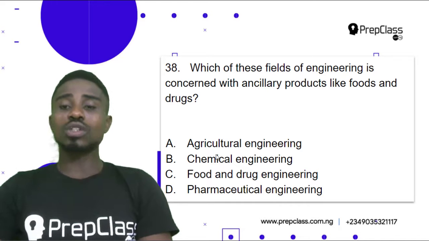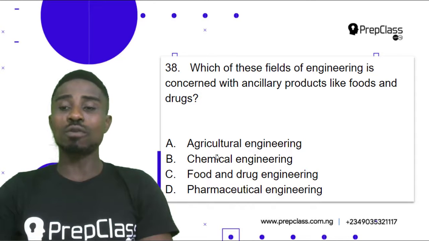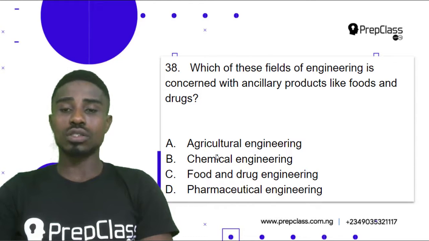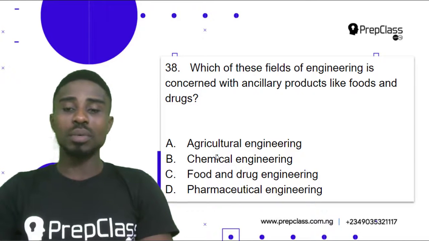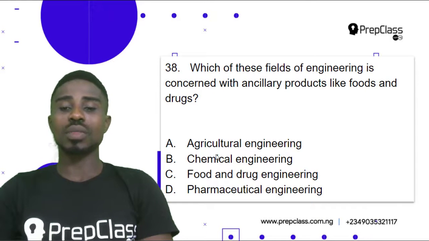Question 38, which of these fields of engineering is concerned with ancillary products like foods and drugs? A, agricultural engineering, B, chemical engineering, C, food and drug engineering, D, pharmaceutical engineering. For us to carefully select the correct answer, we would analyze all of the options and see which one best answers our question.